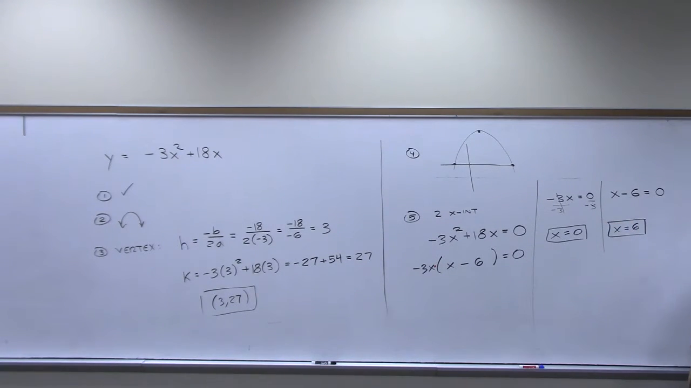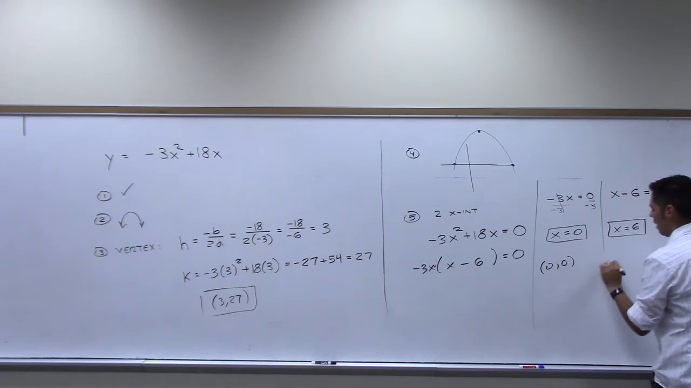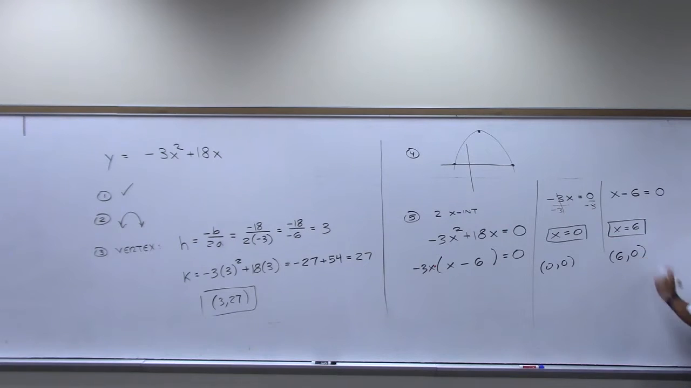There are 2 x-intercepts. We could look at them as points, 0, 0, and this one, 6, 0. Remember, these are our x values. 0, 6 is our x value here. The y values are 0 because they're x-intercepts, so the y value is always 0.